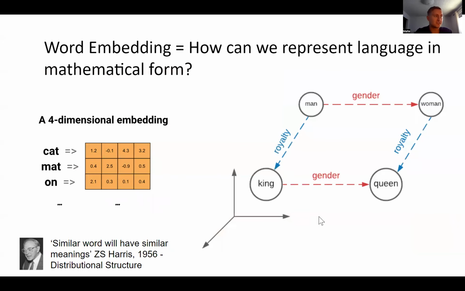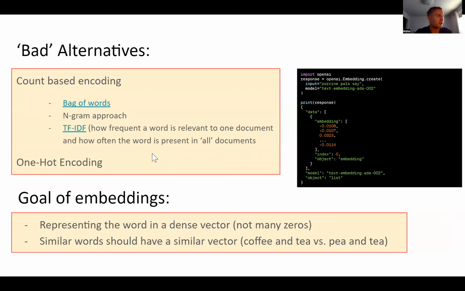But yeah, so this is a good alternative. And now some, put in quotes, bad alternatives for encoding that. They aren't bad, it's too primitive to meet the goal of embedding, which is that you want to have a dense vector, and dense vector meaning, you don't want to have many zeros, which is not great for computation. And you also want to have that similar words should have a similar vector in terms of orientation. So coffee and tea should be more similar than P and T.